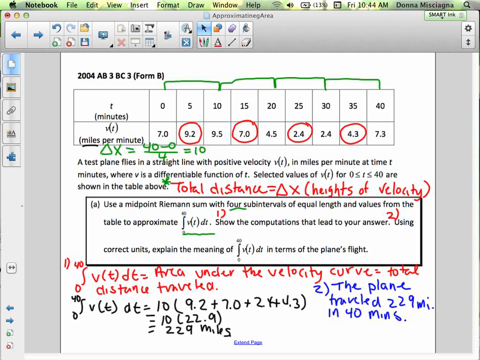It's just explaining with the correct units, right? So when we take the area under the velocity curve, it's distance. How much distance? In this case, it was 229 miles. How long did it take? 40 minutes. That's all there is to that, all right? Let's do one more.